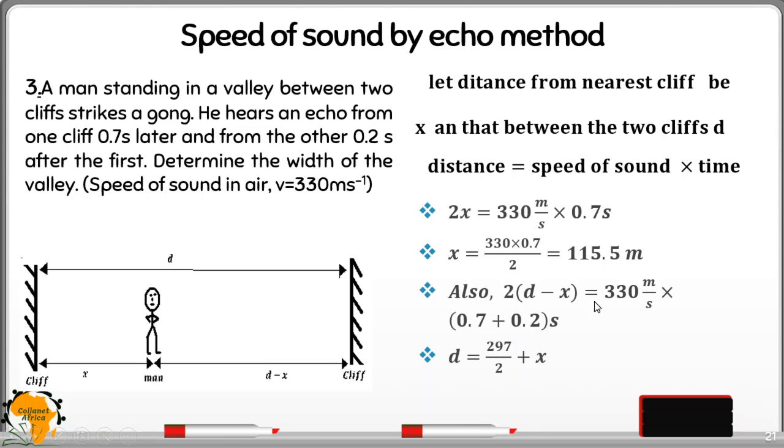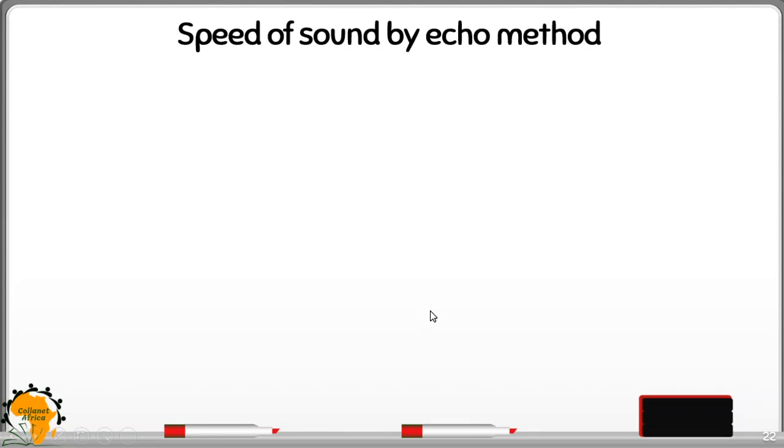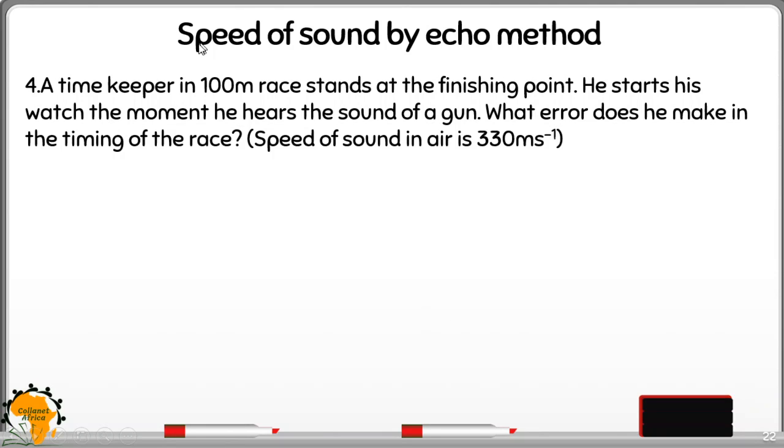So by multiplying and adding, you will find that your d will be 297 divided by 2, then plus the value of x. And the value of x here is 115.5. So when you add them, you get that d is 264. That is the distance between the two cliffs. We move to another example.